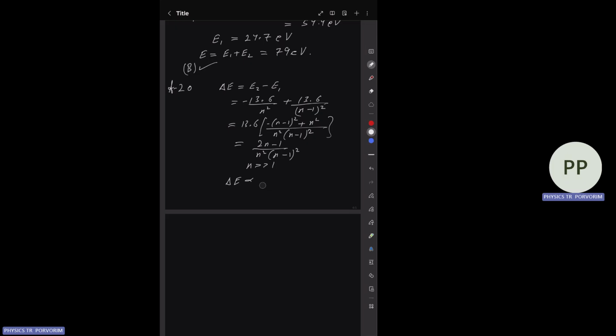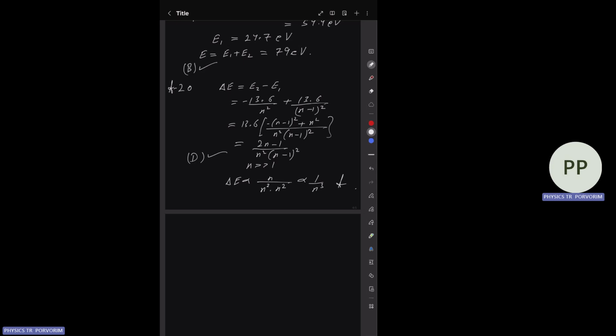Let's put the value: in the numerator it will be 2n, and in the denominator it will be n to the power 4. One n will be cancelled, so delta E is proportional to 1 by n cube. So the correct option here is D.